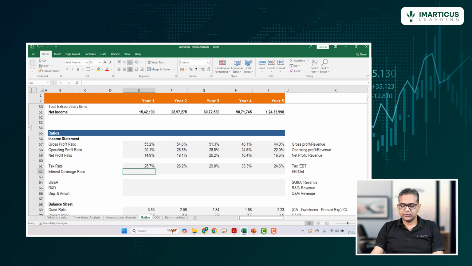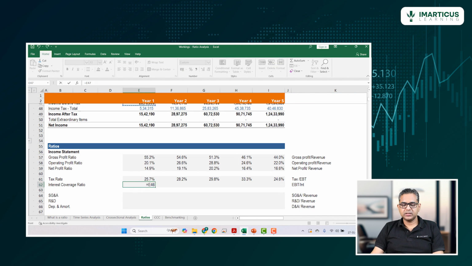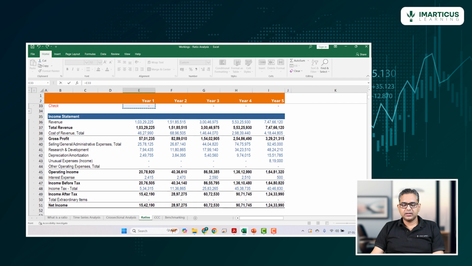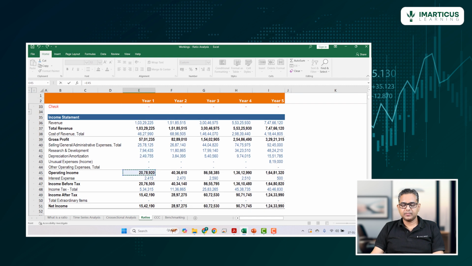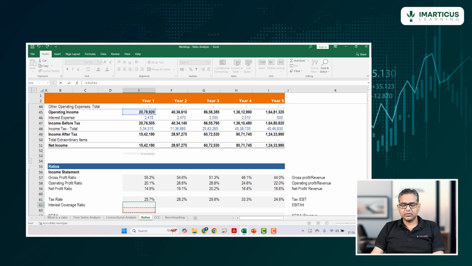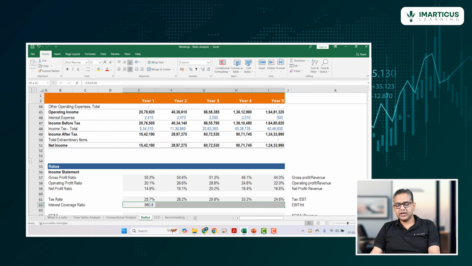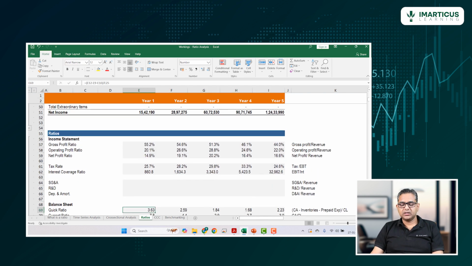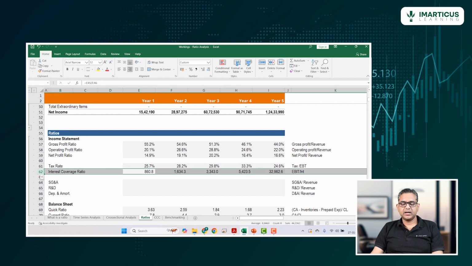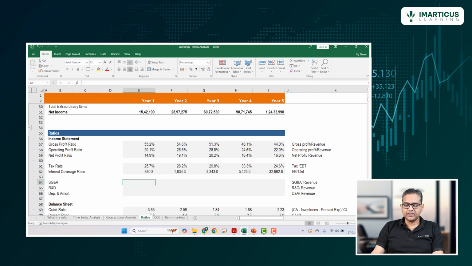Interest coverage ratio is EBIT upon interest expense, which is very high. That means the company has a very high capability to service its interest. The company can easily service its interest expense through the operating profits it is making. So very solid value here.